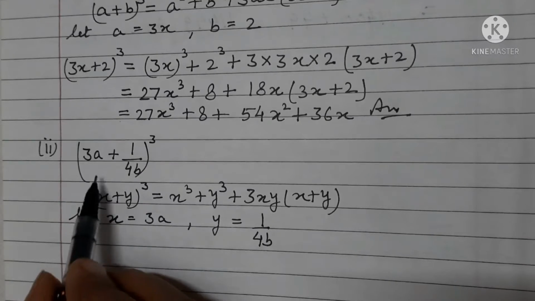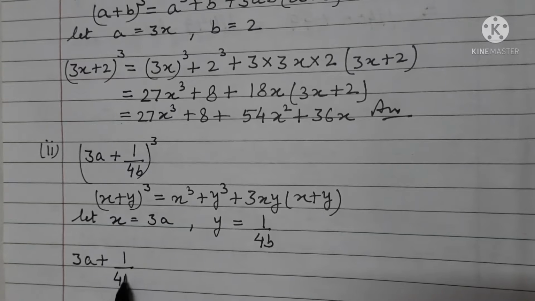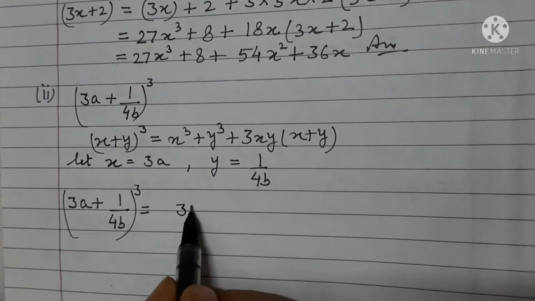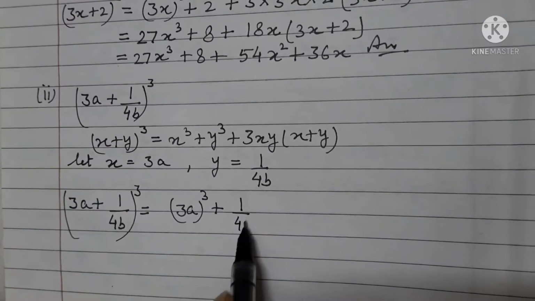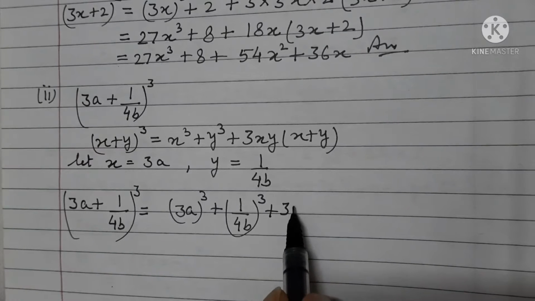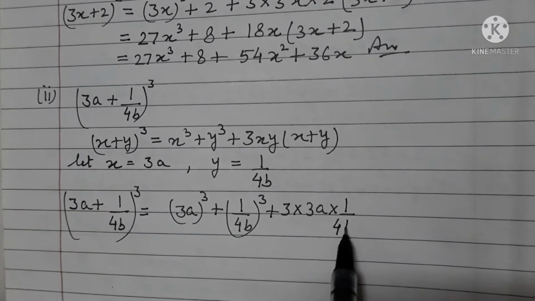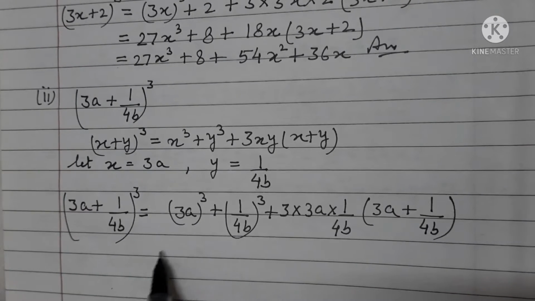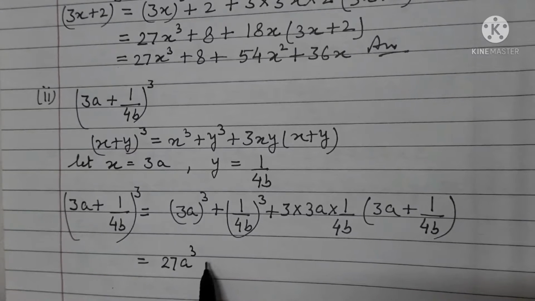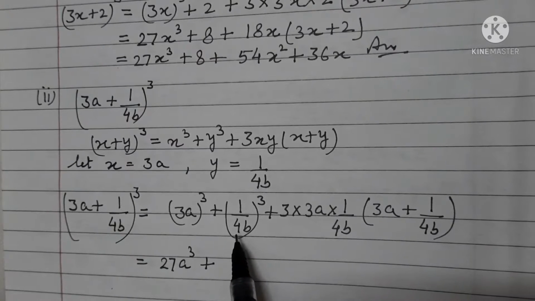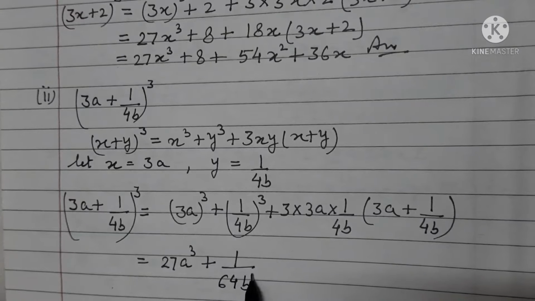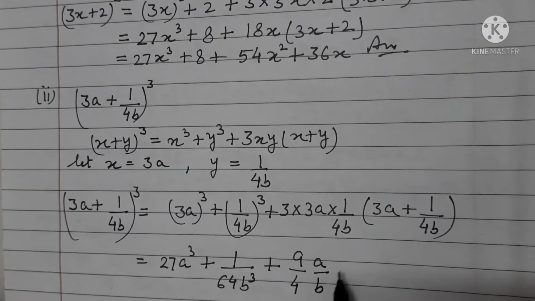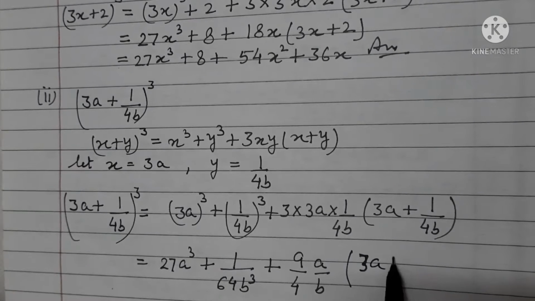Now (x + y)³ means (3a + 1/(4b))³ is equal to x³ means (3a)³ plus y³ means (1/(4b))³ plus 3xy(x + y): 3 × 3a × 1/(4b) × (3a + 1/(4b)). 3 × 3 × 3 is 27a³ plus 4 × 4 × 4 is 64, so you can write it 1/(64b³) plus 3 × 3 is 9/4 × a/b and (3a + 1/(4b)).